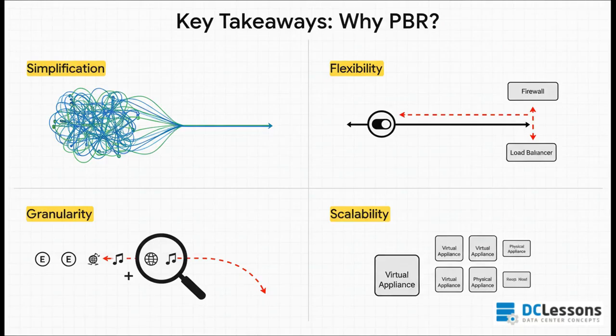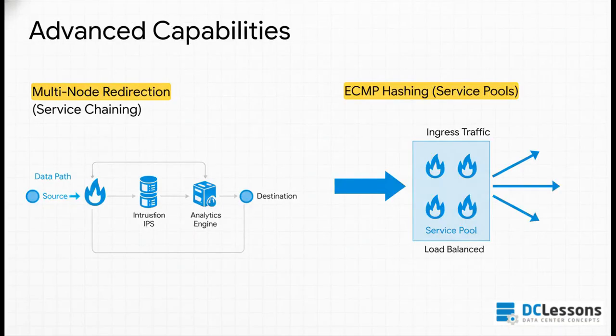Number 1, simplification. We're tearing down those crazy sandwich designs. 2, flexibility. You can deploy your services wherever you want. They're no longer tied to being the default gateway. And 3, granularity. You get surgical, precise control over exactly what traffic gets inspected. At the end of the day, all of this just means your network is easier to manage, easier to troubleshoot, and easier to scale. And honestly, we've only just scratched the surface today.